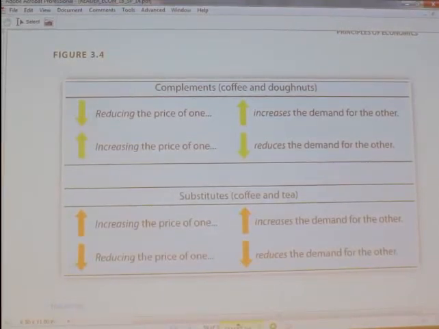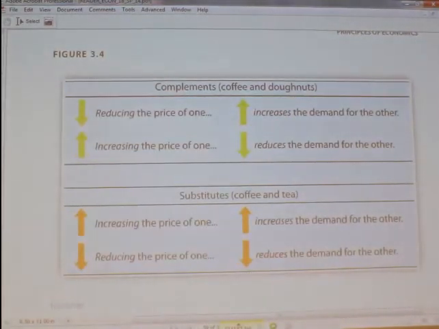I might illustrate this in the following way, and also to emphasize the difference between a movement and a shift. So let's say this is the market for tea, and this is the market for coffee.